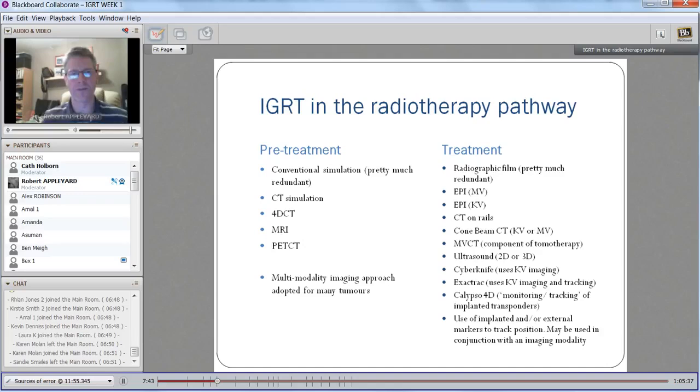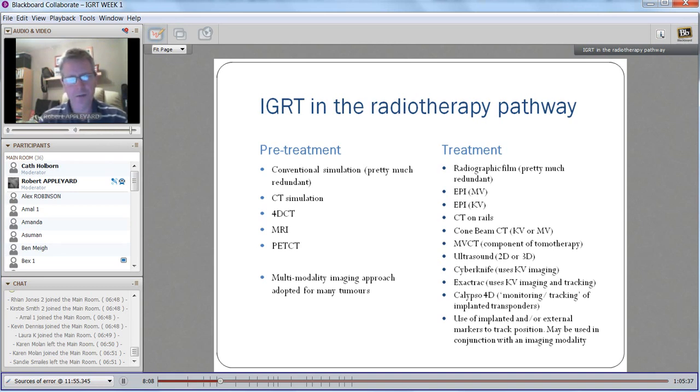So we're going to think about IGRT throughout the whole of the radiotherapy pathway as a way of using imaging to improve the accuracy and reproducibility of radiotherapy. And not just about the verification, but also about the way in which we can detect the potential errors that might occur.